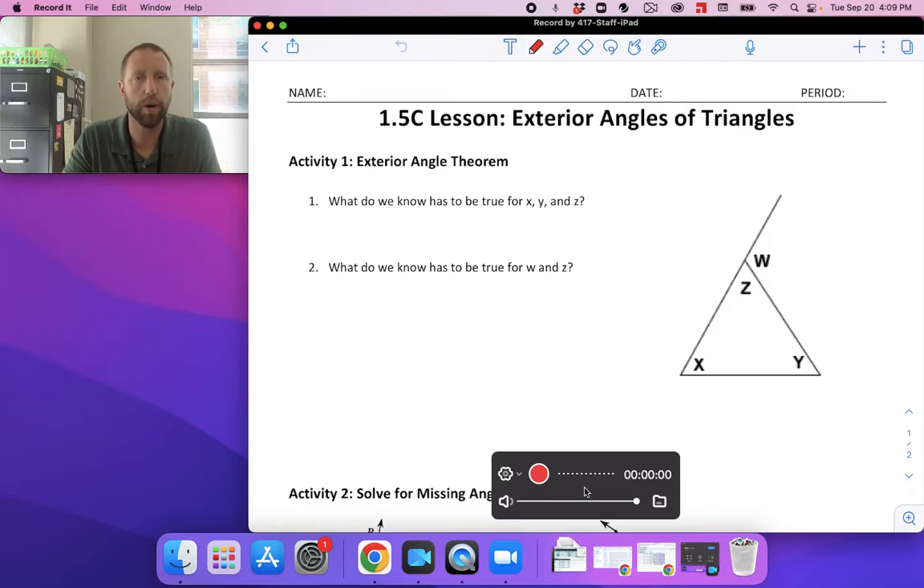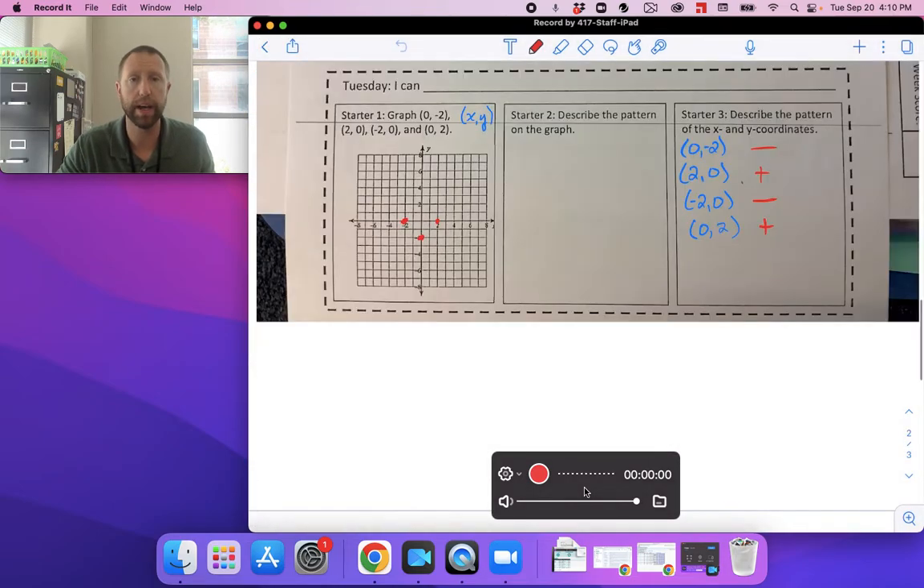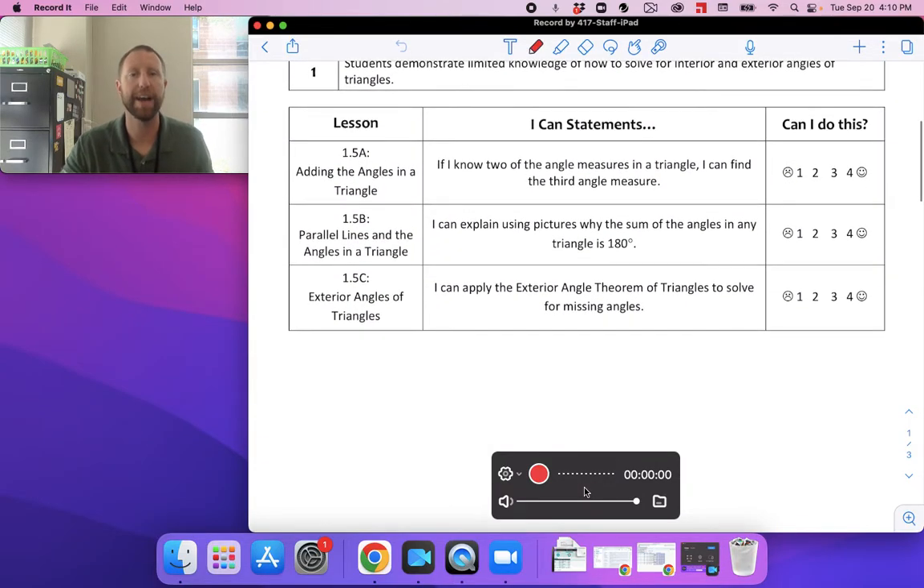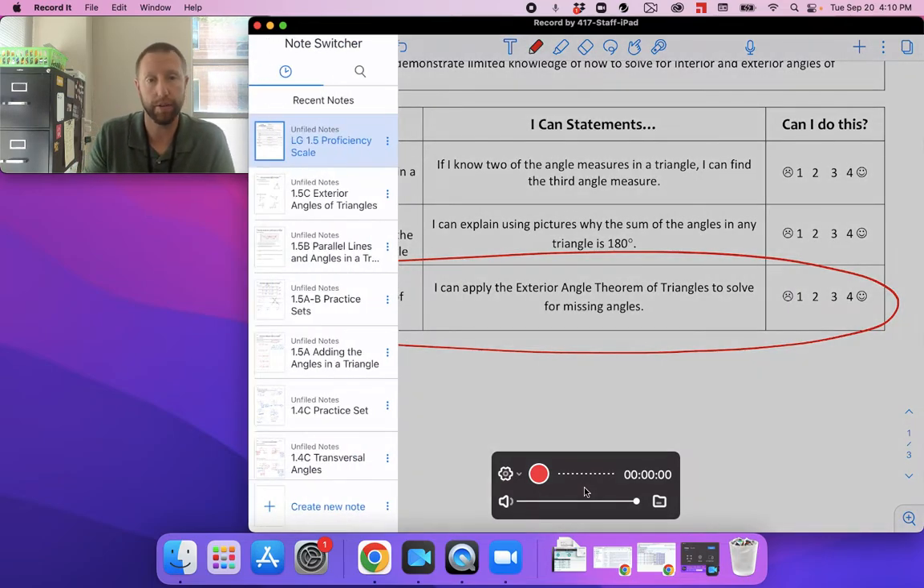Doing lesson 1.5C today, exterior angles of triangles. I do want to just show you the learning goal for this video. We have the I can statement. This is in your books. I can apply the exterior angle theorem of triangles to solve for missing angles. And it seems like that's what we've been doing all week, solving for missing angles. What we're going to learn today is just one more way to do that.